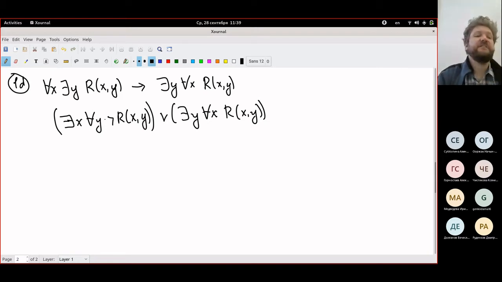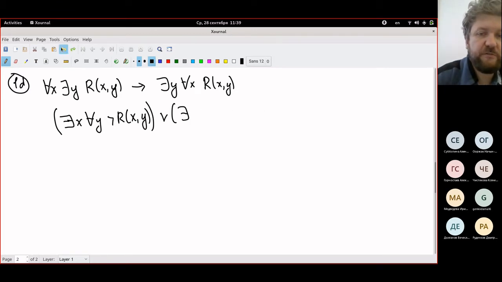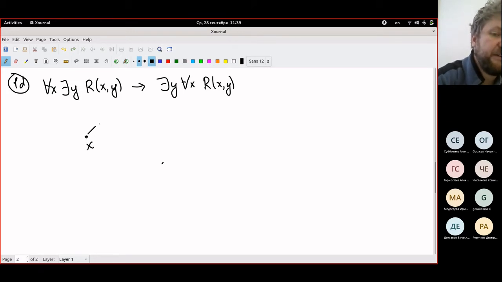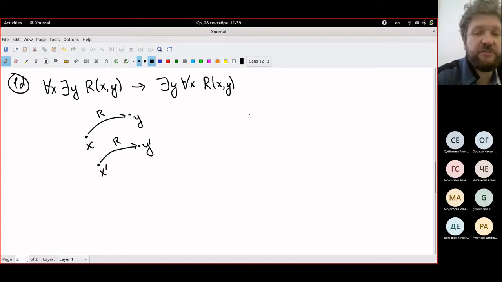Now, let's just try to understand. Should this be true? Why? Satisfies all, yeah. So the first one, we don't actually need this. We can do it with implication also. So the first one says that for each x, there exists some y which is in the relation with x, right? So if we take some other x prime, then the relation could lead to another y prime. And here there should exist some global y which is good for all x's, including itself, by the way.